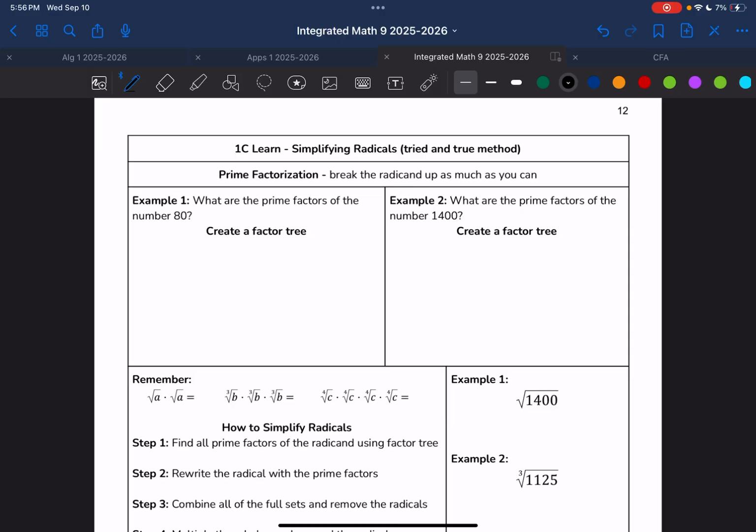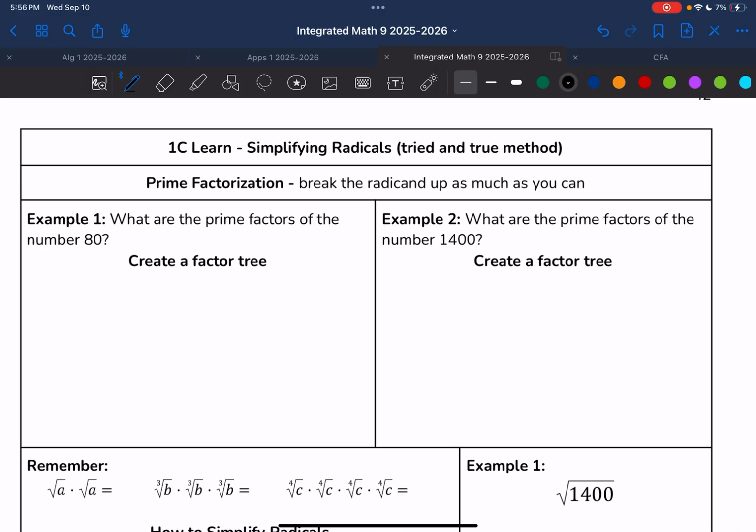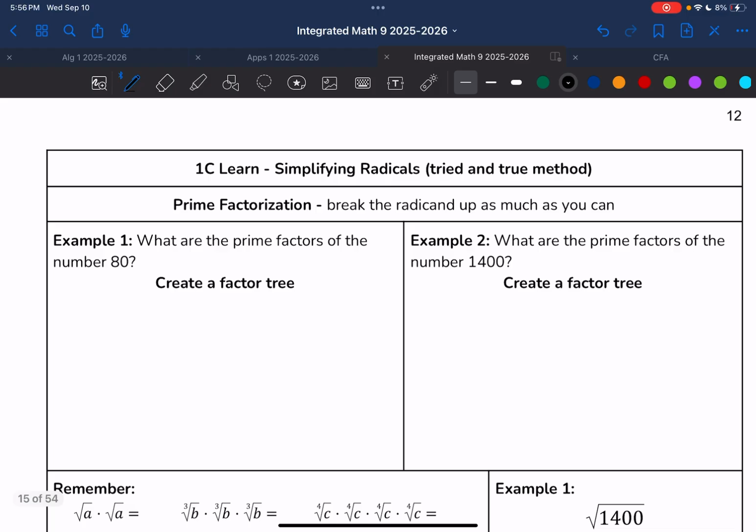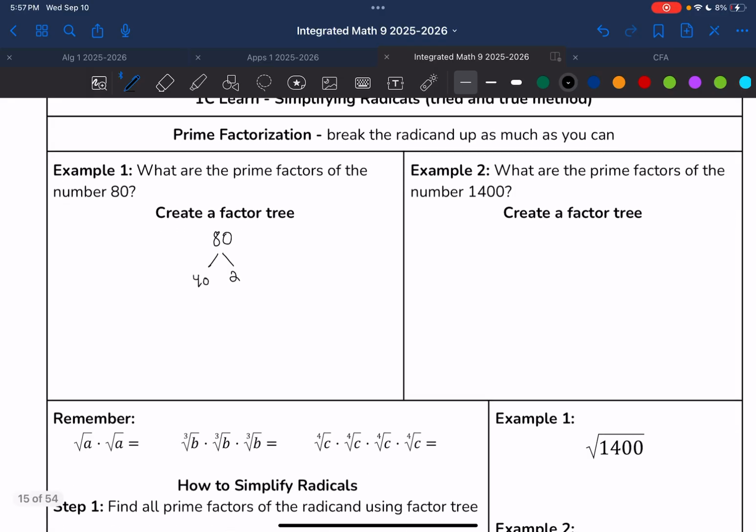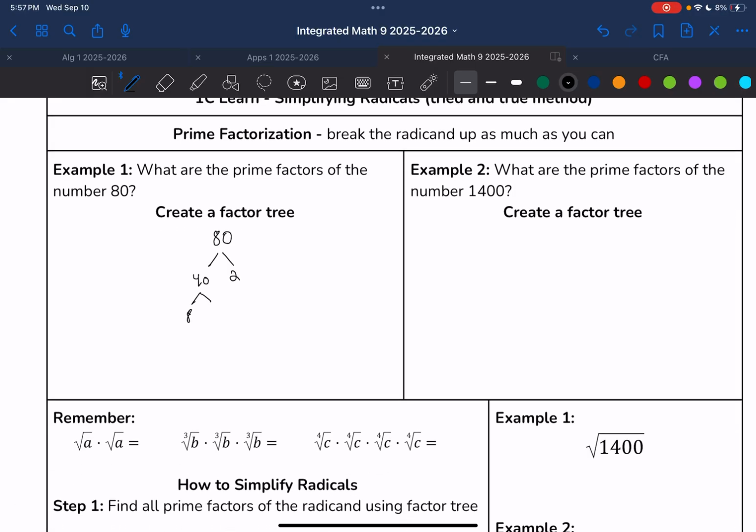Well, in that case, we're going to use the tried and true version. We're going to use prime factorization. So with prime factorization, we're going to break down the number as far as possible. So if we look at 80, well, what are 2 numbers that multiply to 80? What if we said 40 and 2? What are 2 numbers that multiply to 40? Well, 8 and 5. What are 2 numbers that multiply to 8? 2 and 4. What are 2 numbers that multiply to 4? 2 and 2. Notice how all of these numbers left are prime numbers, meaning there's nothing that multiplies evenly into them besides themselves and 1.